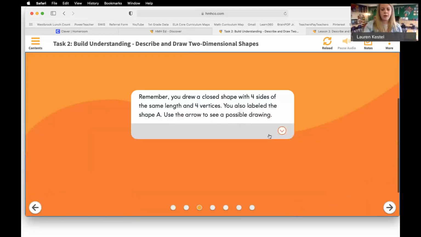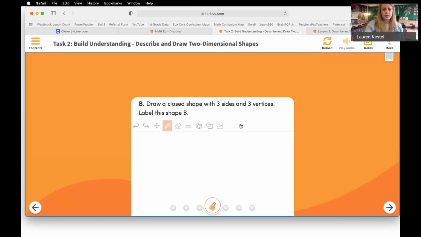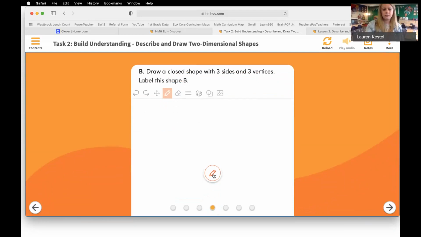So let's see another possible drawing of a square. Here's a square, and we labeled that square A. Now let's draw a closed shape with 3 sides and 3 vertices. We're going to label this shape B.